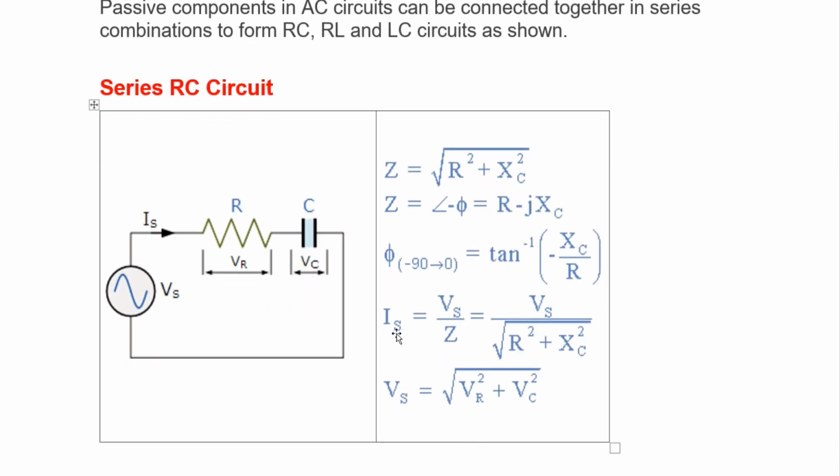And Is, that is source current, is Vs upon Z, that is equal to Vs divided by square root of R square plus XC square. And Vs equal to square root of VR square plus VC square.